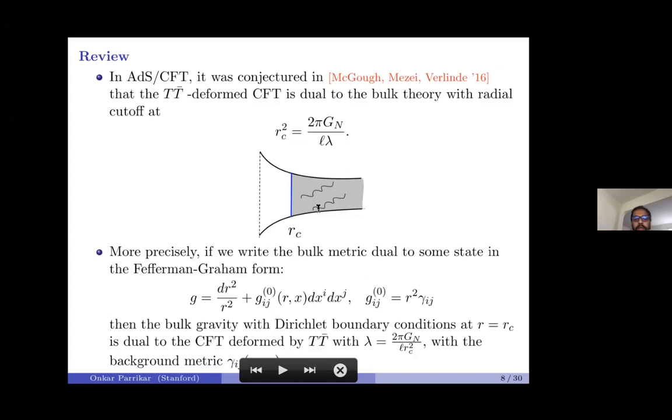The more precise proposal then is that the gravitational action in this cutoff region of the bulk spacetime, in the large G Newton limit, is dual to the boundary partition function of the T-Tbar deformed CFT with this particular value of the coupling, and this gamma being the background metric for the boundary field theory. Okay, so that was their proposal.